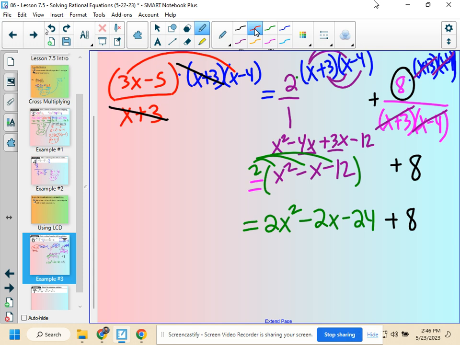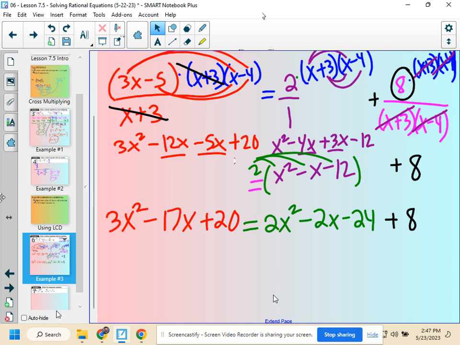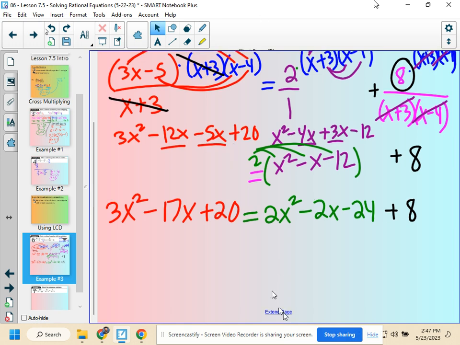So what's 3x times x? 3x squared. What's 3x times negative 4? Negative 12x. What's negative 5 times x? Negative 5x. And negative 5 times negative 4 is positive 20. I'll combine my like terms here and end up with 3x squared minus 17x plus 20. Look at all that. Whew. And we're not even done yet. I mean, that's a big part of it, but we still have quite a bit of simplifying to go.